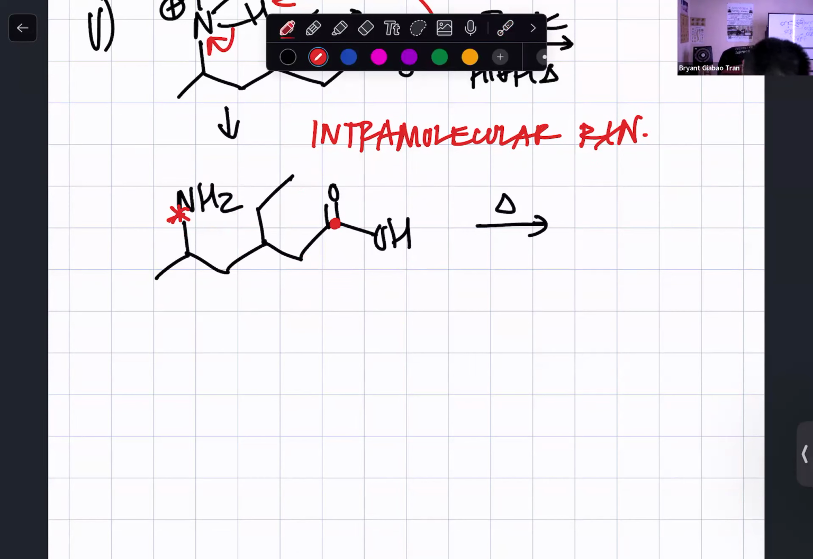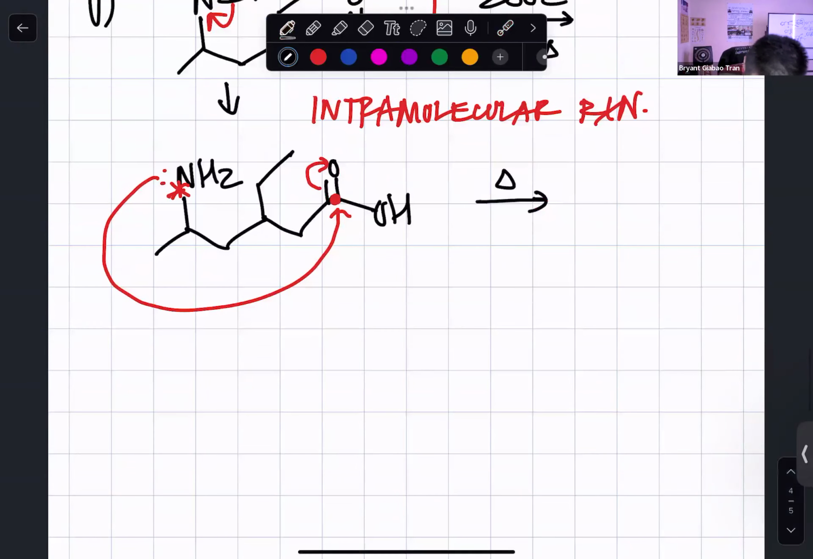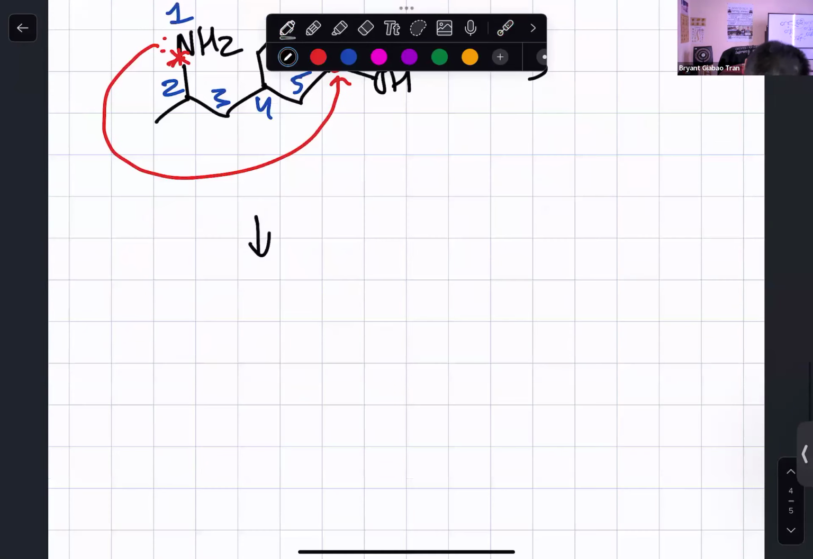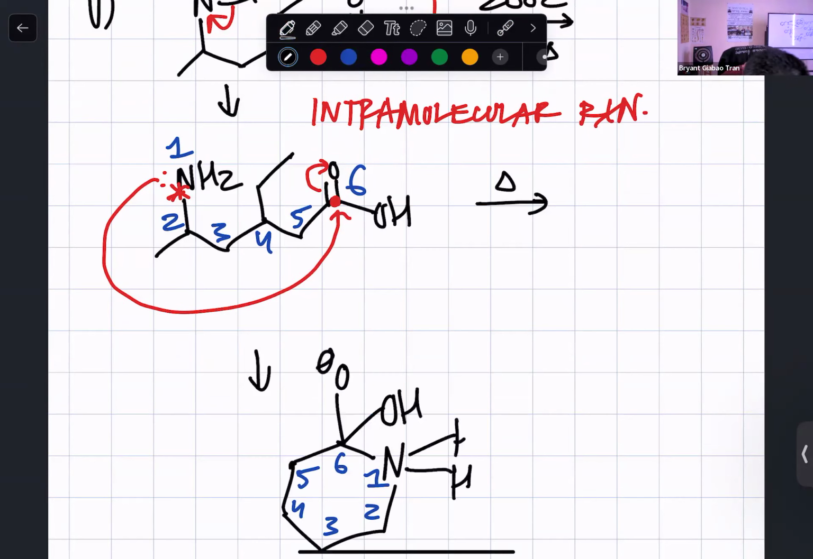So this amine right here is going to attack that carbonyl-carbon and pop that double bond onto the oxygen right there, right? Because we are in heat conditions, high heat conditions. And that's going to give us a 1, 2, 3, 4, 5, 6-membered ring, which is going to give us this 6-membered ring here. Right, this is going to be 1, 2, 3, 4, 5, 6. 6 has an O minus now, an OH, and the nitrogen has 2 H's, positive charge.